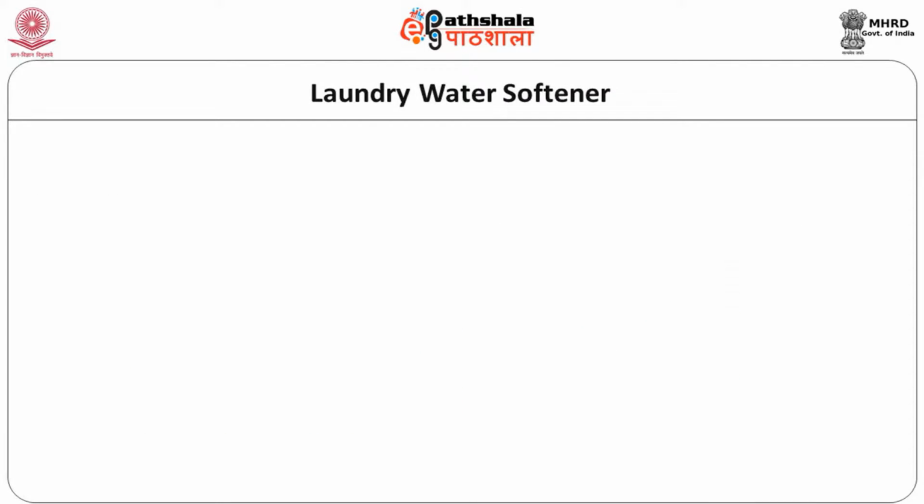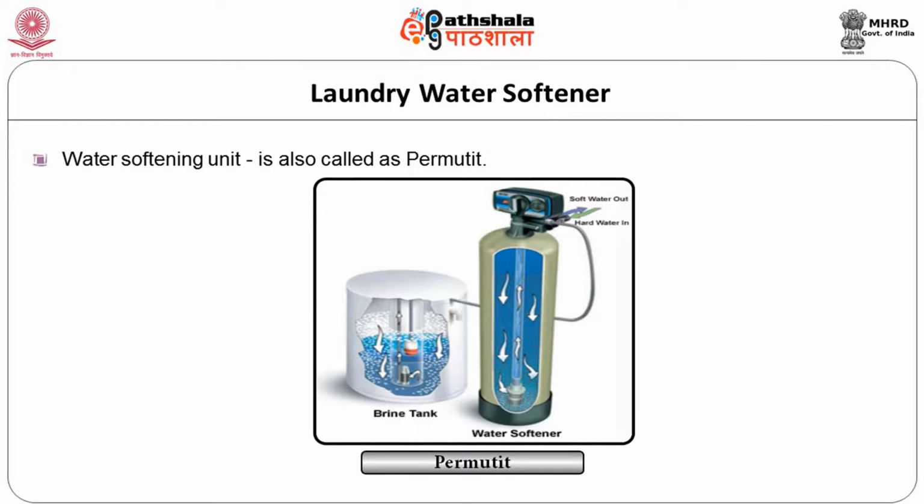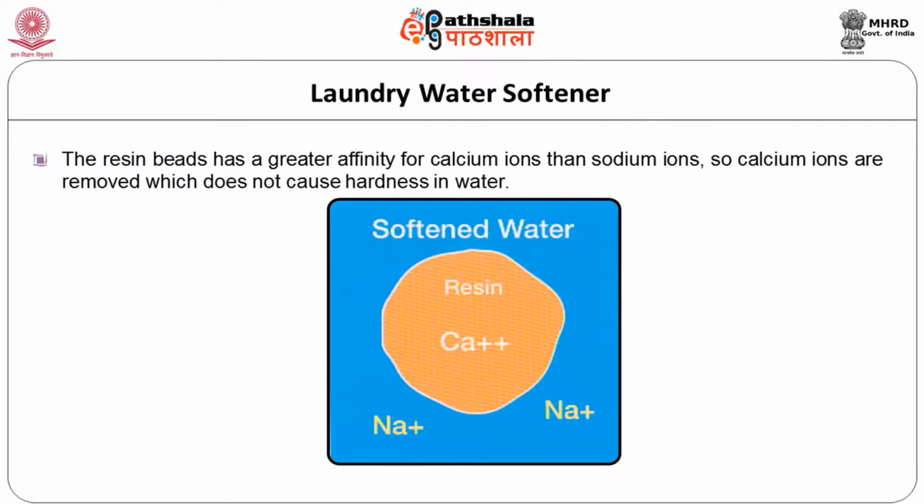So, the laundry department has a water softening unit. It is known as a permutit. Here, water passes through a container filled with resin beads containing sodium ions. The resin beads have a greater affinity to the calcium ions than to the sodium ions. So, the calcium ions are removed, which does not cause hardness in water.